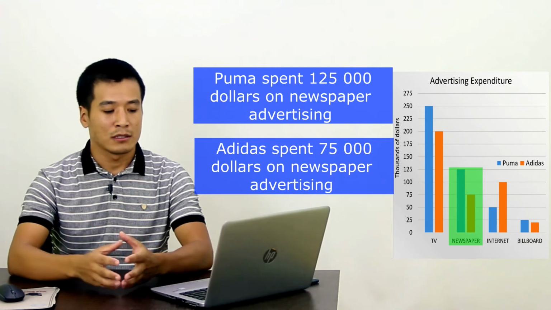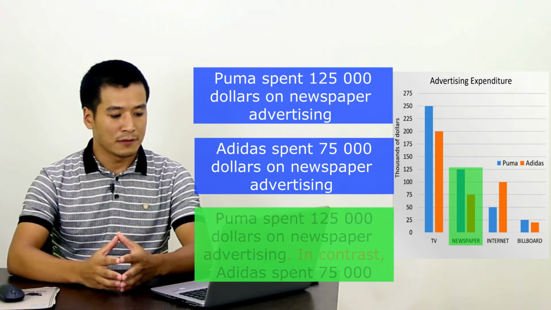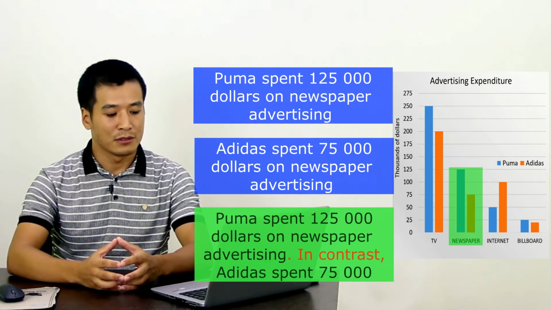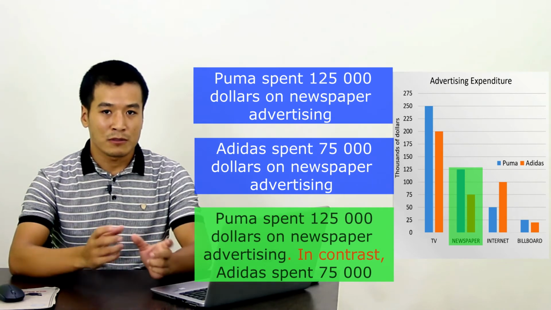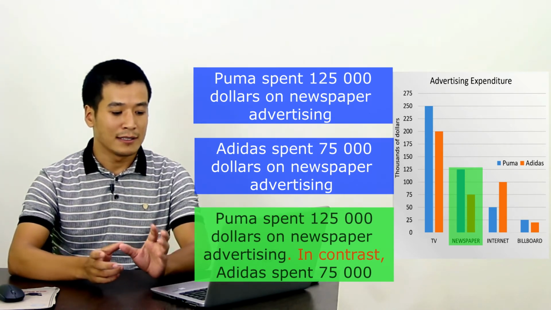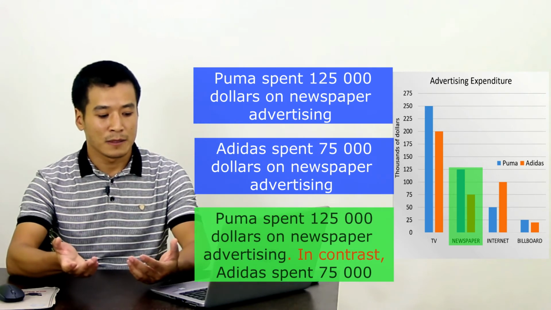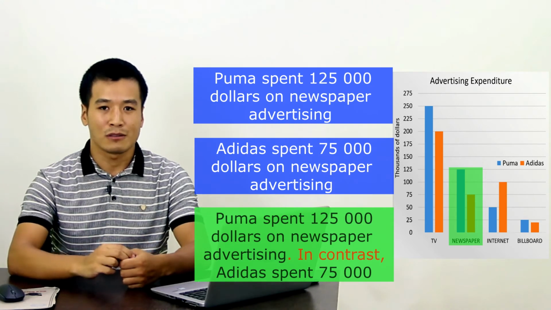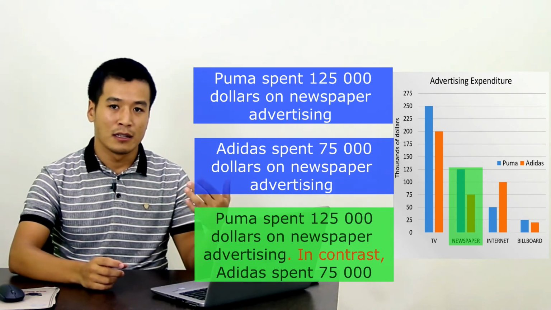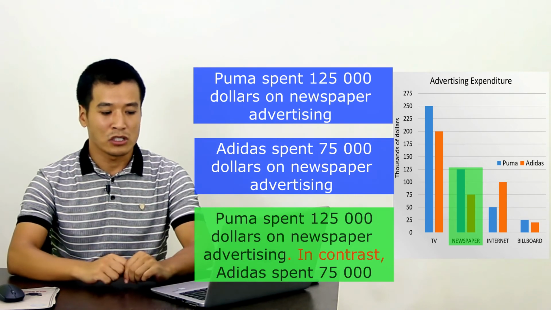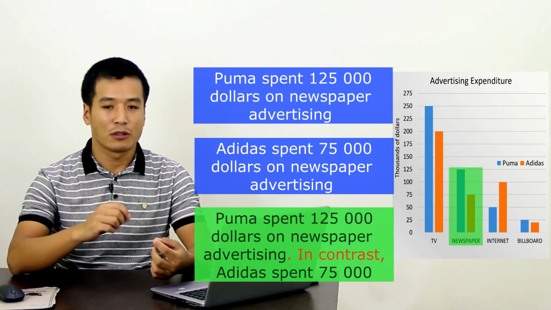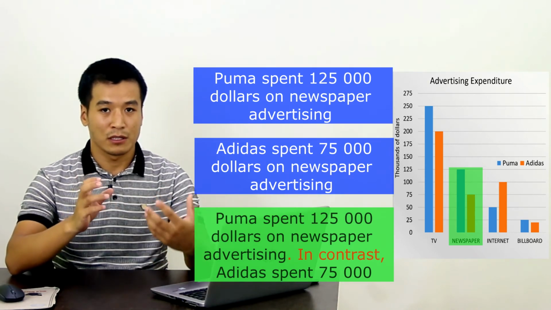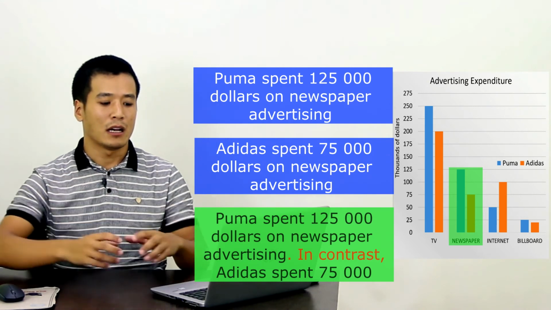Now this time we'll be using different words. Puma spent $125,000 on newspaper advertising. In contrast, Adidas spent $75,000. So you can see here again, I'm contrasting 2 things. I'm indicating that this one spent more while the other one spent less. And the way I'm doing this is through the use of the words in contrast. And the difference between this one and the previous example is only in punctuation. So you can see here I'm using the full stop before in contrast, and after it I'm using the comma.